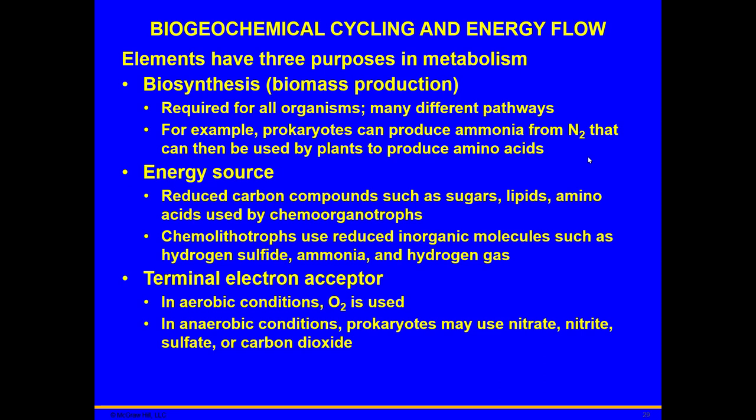For an energy source, reduced carbon compounds such as sugars, lipids, amino acids can be used by chemoorganotrophs, okay? Chemolithotrophs, and to help you distinguish them, organotrophs are organisms that are basically getting their carbon compounds from a variety of organic sources, okay? And that might be sugars, lipids, amino acids. They might be in putrefaction of, let's go back to our milk example.